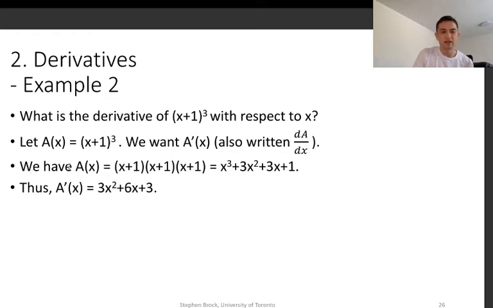We have that a of x is equal to x plus 1 times x plus 1 times x plus 1. And if we expand that, we get x cubed plus 3x squared plus 3x plus 1. Therefore, a prime of x, the derivative, is equal to 3x squared plus 6x plus 3.